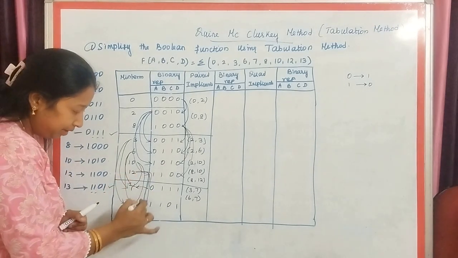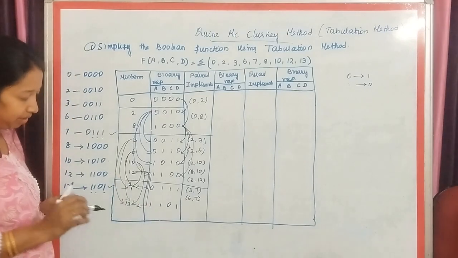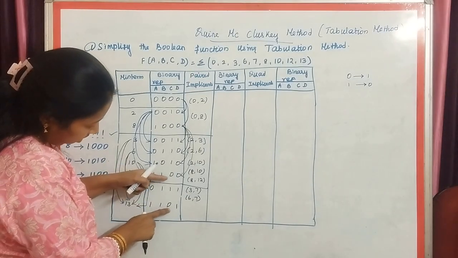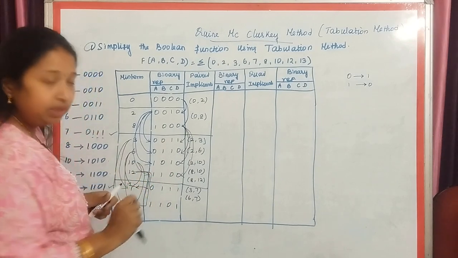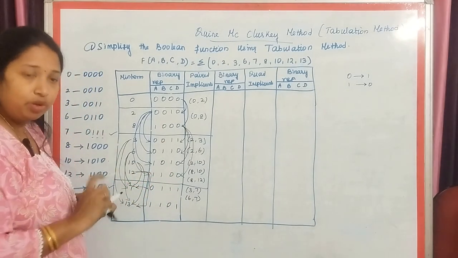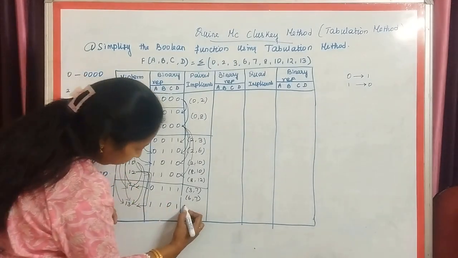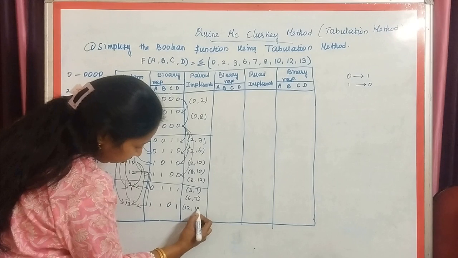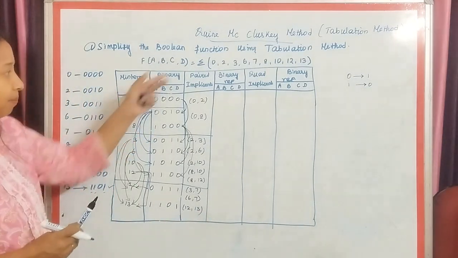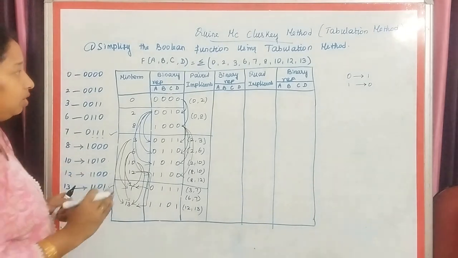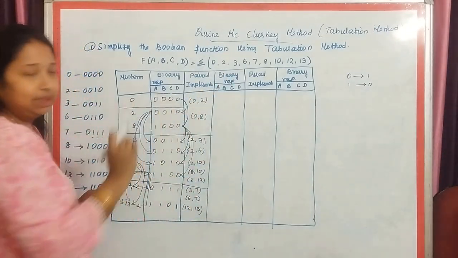Now compare 12 with 13. When I compare 12 with 13, first number same, second number same, third number same, only the last bit is changing. So these two elements can be included as a valid pair. That is 12 with 13. Understood? How to write the paired implicants? Is it clear? Now, let's go with the binary representation.